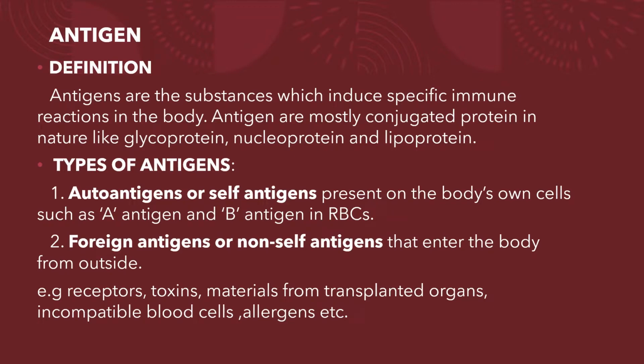Autoantigens or self-antigens are present on the body's own cells such as A antigen and B antigen in RBCs, while foreign antigens or non-self antigens are those antigens which enter the body from outside. For example, receptors, toxins, material from transplanted organs, incompatible blood cells, allergens, etc.